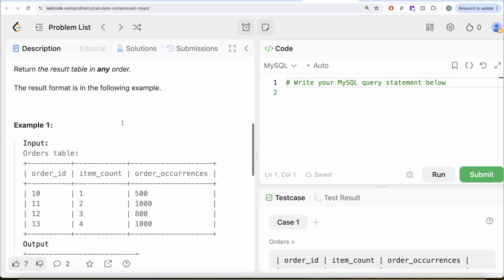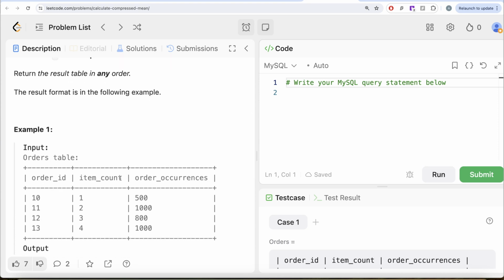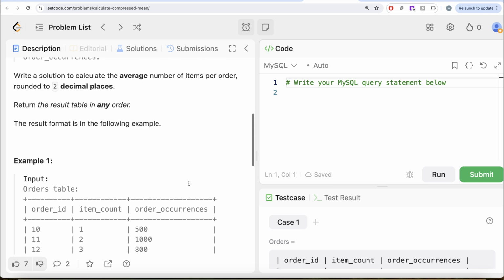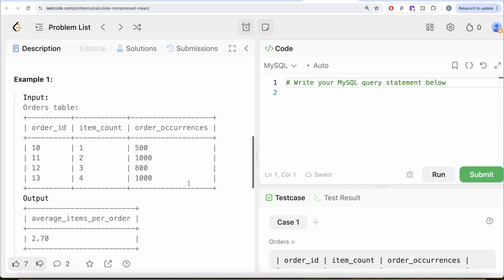So basically what we need to do is we have various orders, different item counts, and the order occurrences. So we need the total items divided by the total orders. So how can you get the total items? Item count multiplied by the order occurrences, and you sum the entire thing and divide by the sum of the order occurrences. That is going to give you the average number of items per order, right? And that is what you have.